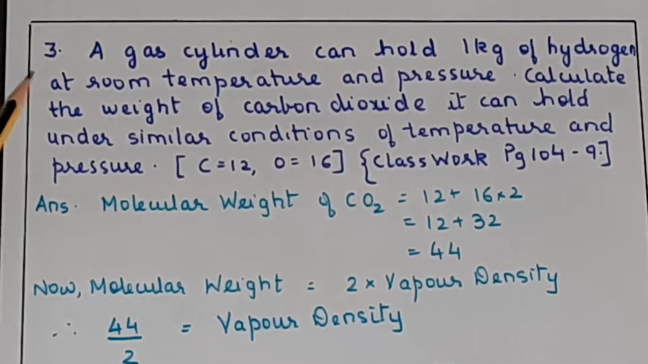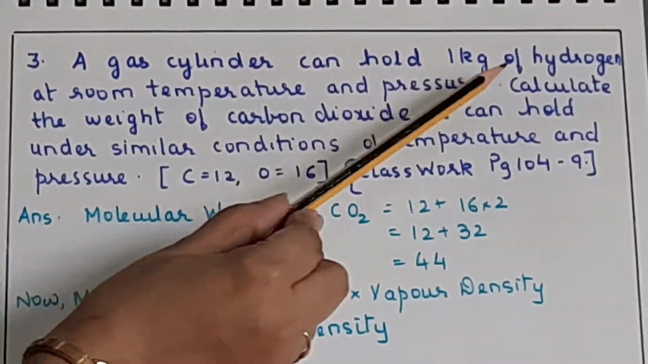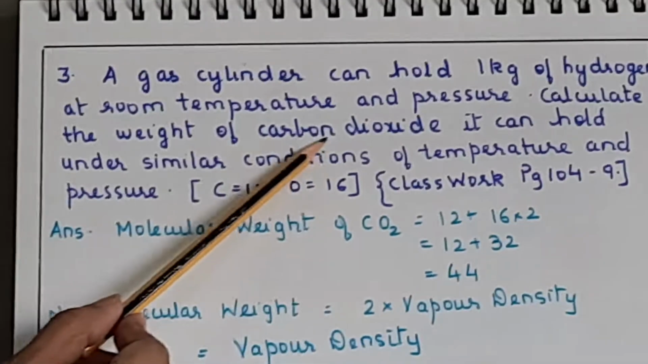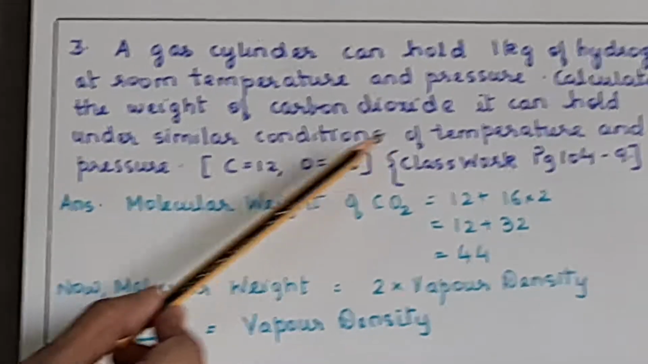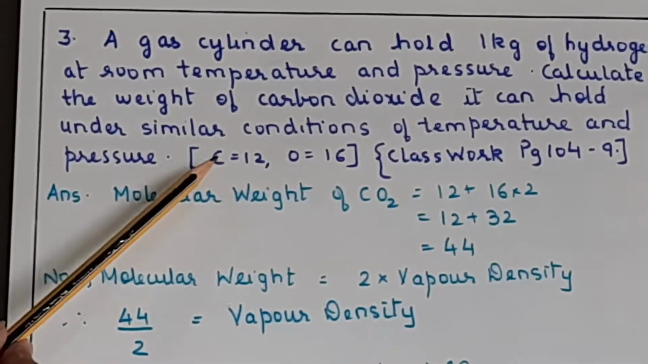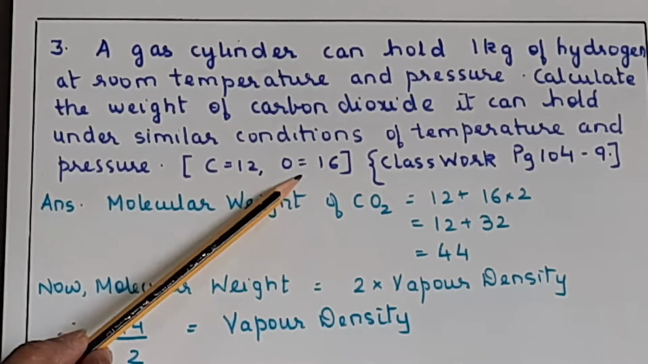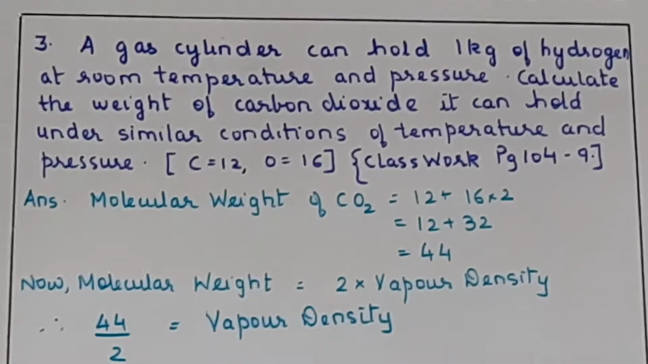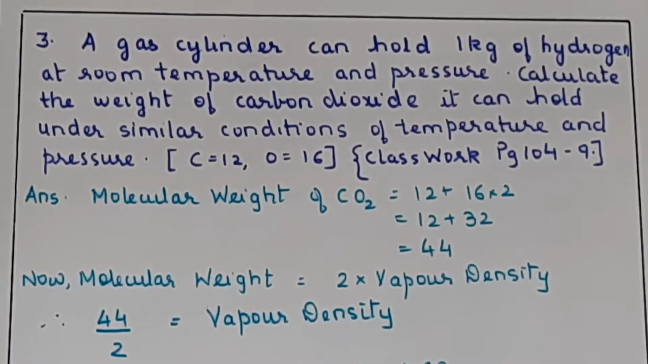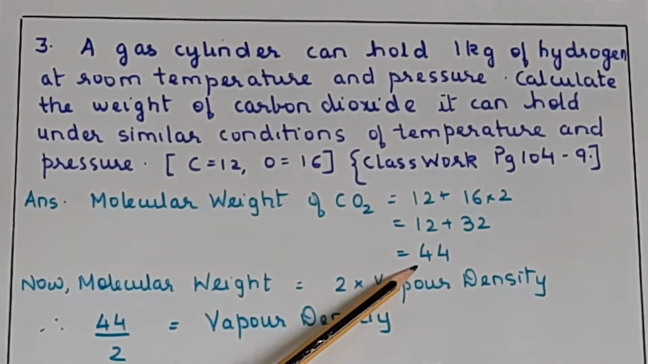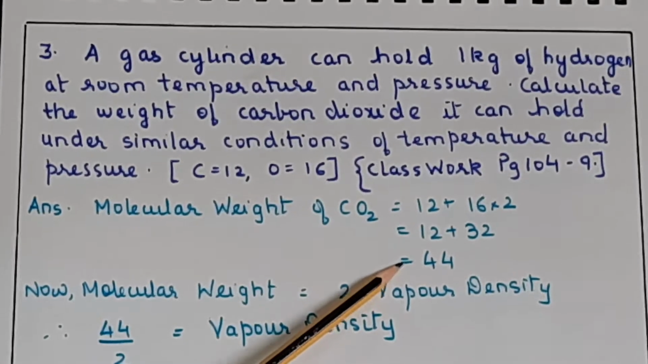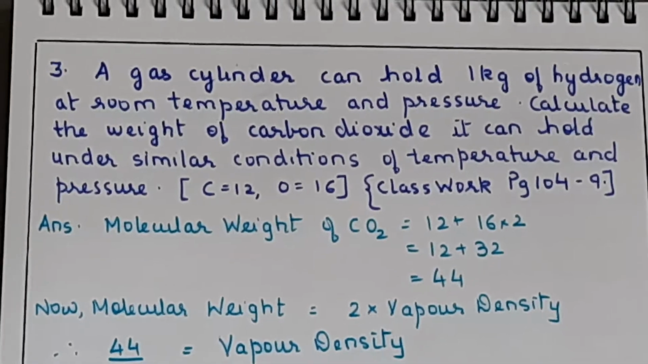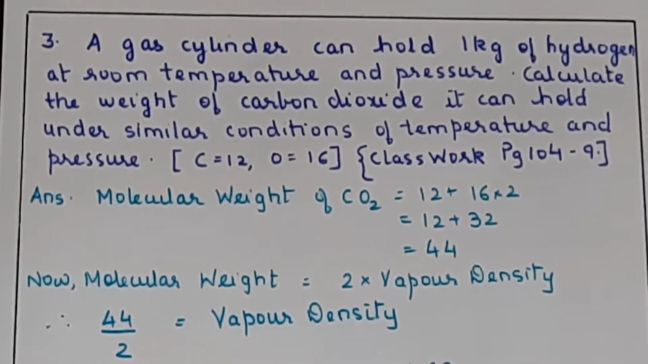Now next sum. A gas cylinder can hold 1 kilogram of hydrogen at room temperature and pressure. Calculate the weight of carbon dioxide it can hold under similar conditions of temperature and pressure. Atomic weights are given to you, C 12 and O 16. Here you know the gas, that's carbon dioxide. So first you will find the molecular weight of carbon dioxide, which is 44. Now using the molecular weight you can find the vapor density. You know molecular weight is 2 into vapor density, so the vapor density will be 22.